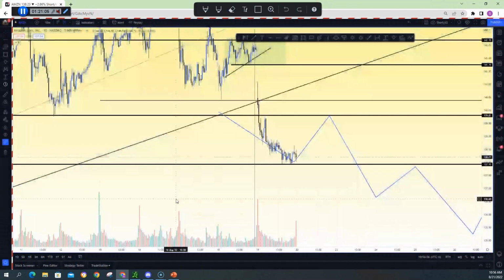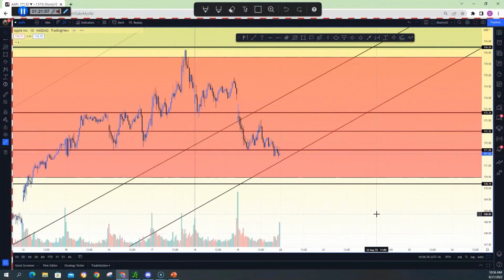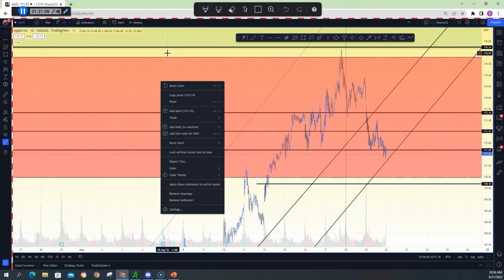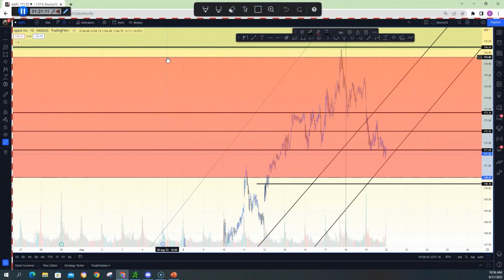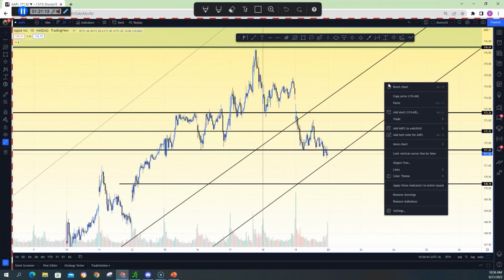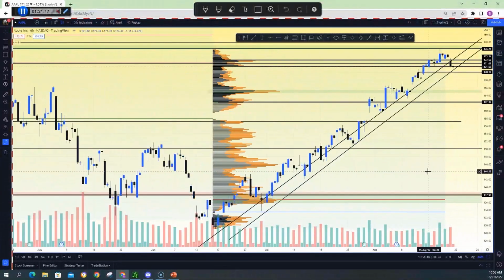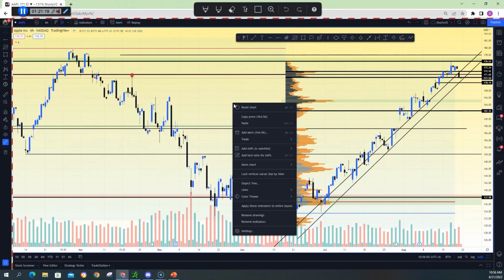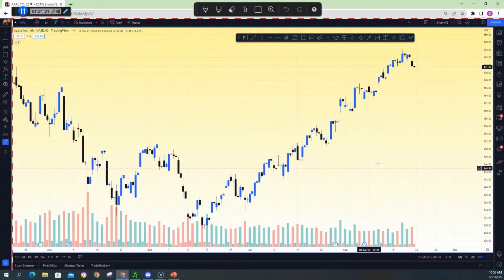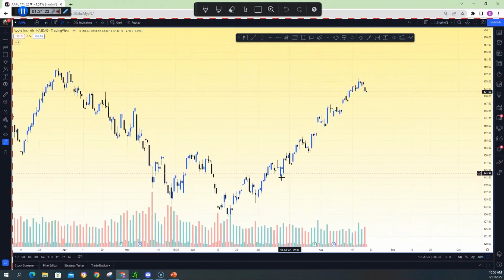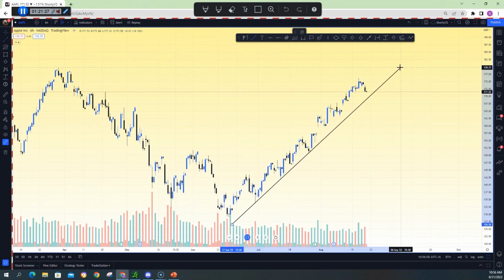The next one is Apple. Let me remove this. I don't know how to remove this red thing. I'll go on higher time frames. So let's see. Let me just remove all of this. So Apple had a huge run here. I mean, this is crazy. This is a monster run on Apple.